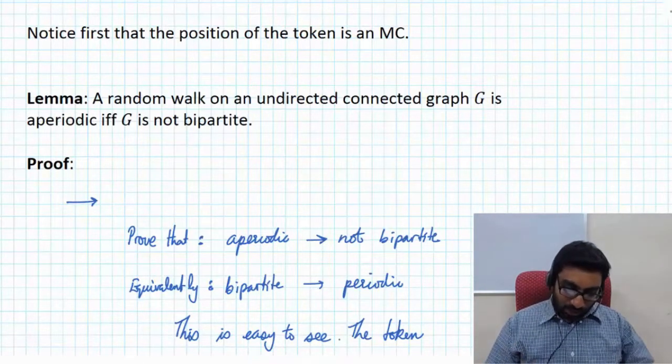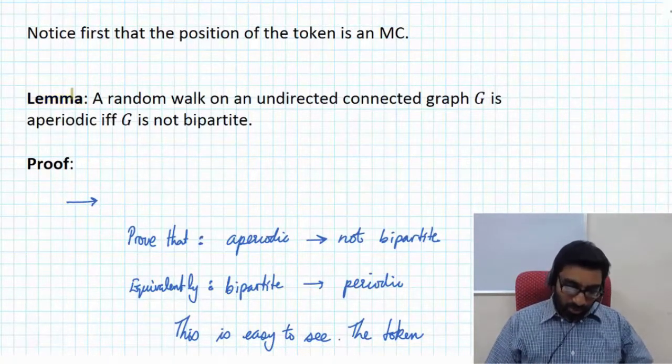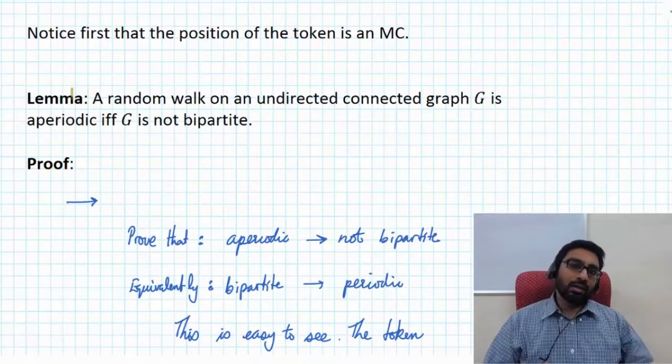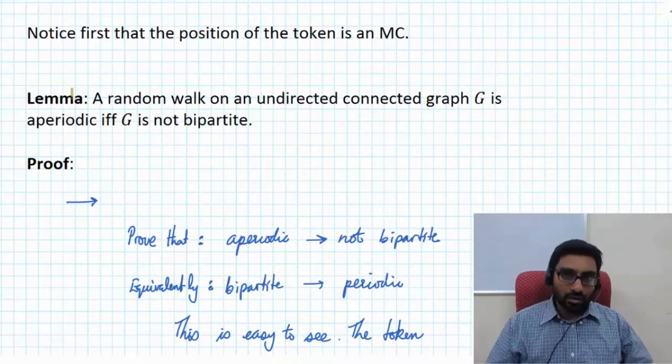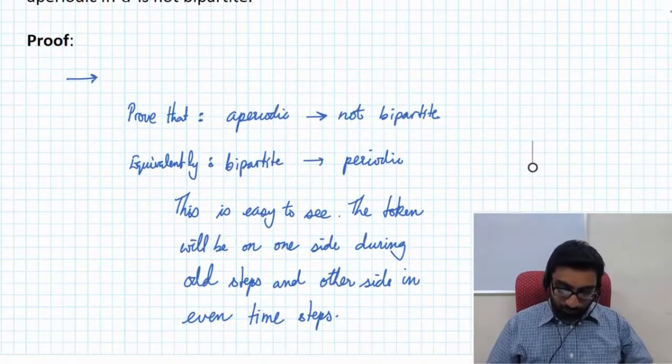Okay, and let's start delving into this notion of random walks. Let's look at the first lemma here. A random walk on an undirected connected graph G is aperiodic if and only if G is not bipartite. So, in other words, the graphs that are not bipartite are more interesting, if you care for aperiodicity. Let's see how this lemma can be proved.